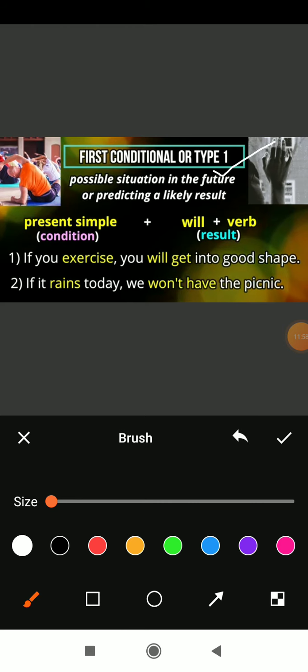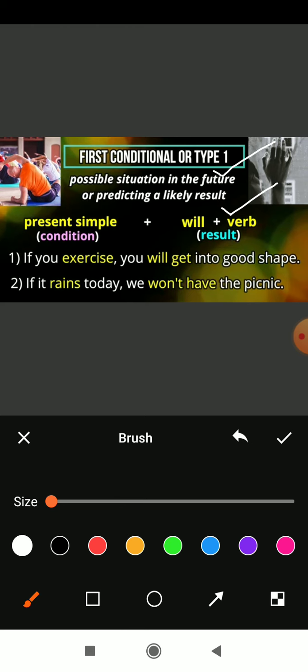So, first conditional, or type 1. What is the meaning of the first conditional clause? The first conditional clause says that it is a possible situation in the future, or predicting a likely result. A possible situation that is going to happen in the future. Okay, what kind of possible situation? Let's take one general example based on your outcomes.